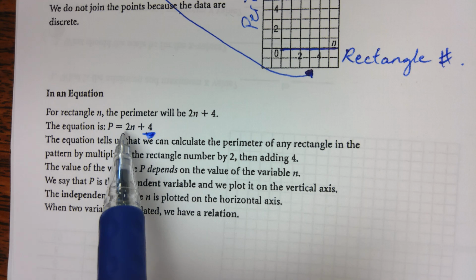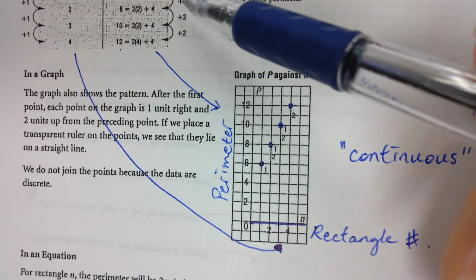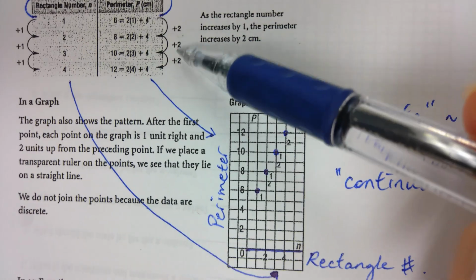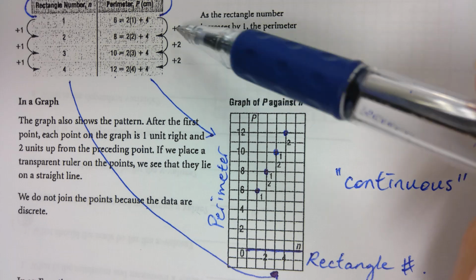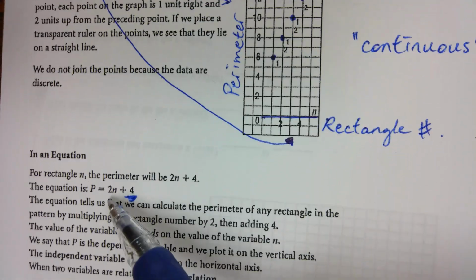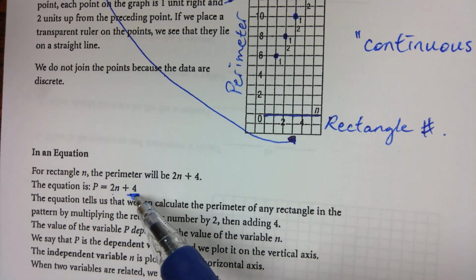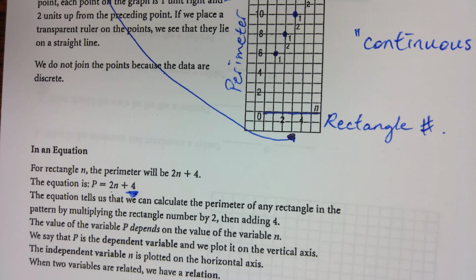Where did the 2 come from? Yep. How we keep on adding 2 to the perimeter each time we add 1 to the rectangle number. Yeah, that 2 is your per. Okay? Adding 2 per rectangle. So that's your per, and that was your startup. Okay, and that's how we come up with the equation.